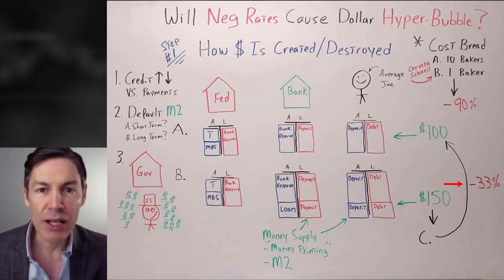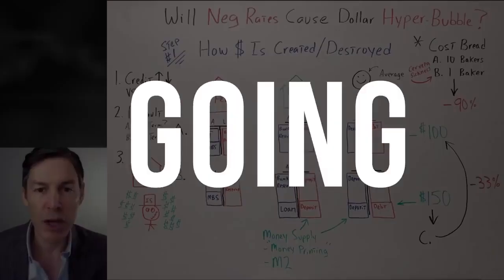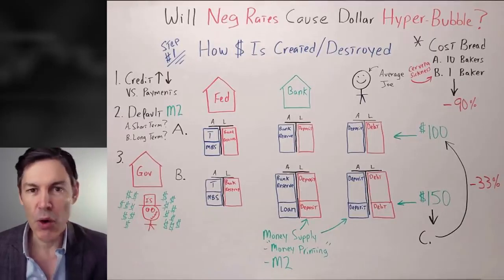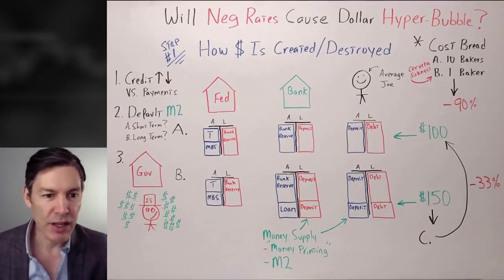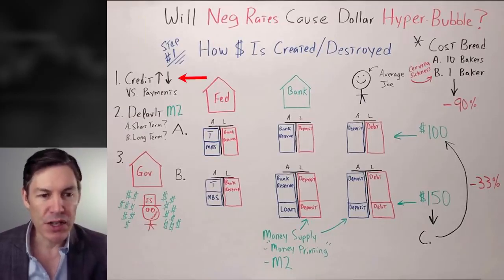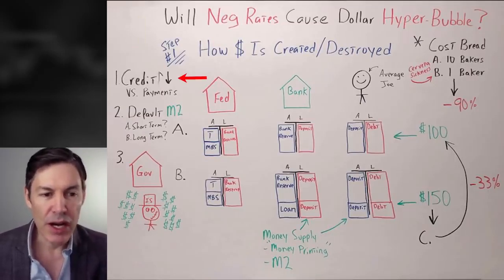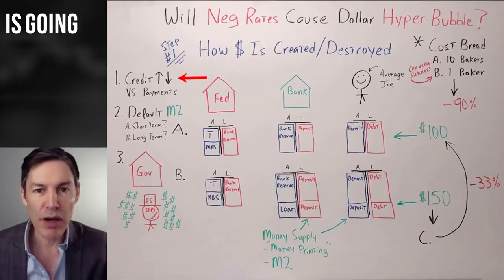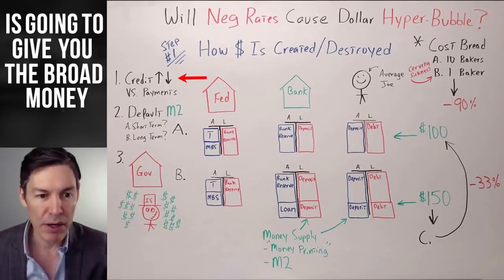What's most likely going to happen to the price of bread in this situation? It's going to go up. And the objective of this video is not to argue for inflation or deflation. It's just to give you some food for thought. So going over to the left, the first takeaway is that credit going up or down versus the amount of principal payments that are being made is going to give you your broad money supply.